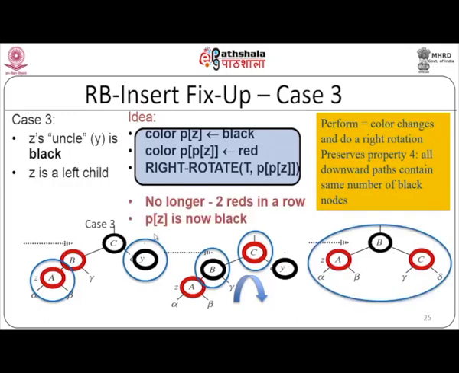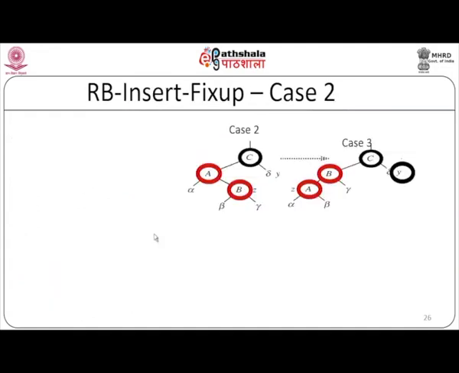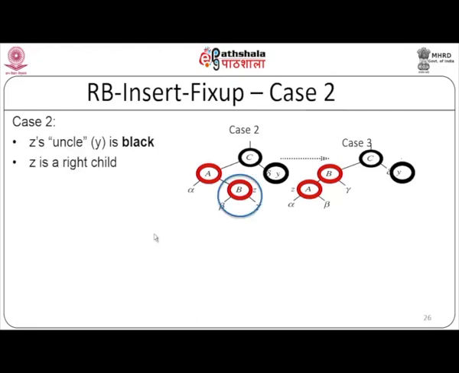So, no longer 2 reds in a row, as P of z is now black, and so everything is fine. Now we go to case 2. Case 2 is z's uncle is black. So, z is the same. z's uncle is black, fine. Then z is a right child, same as before.